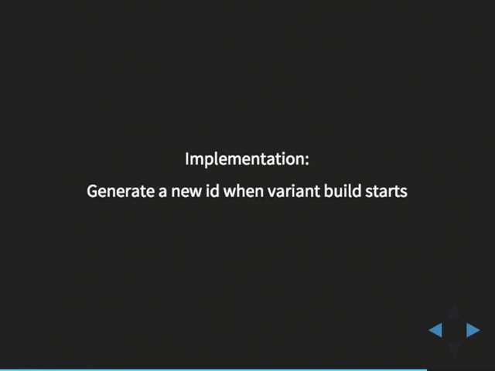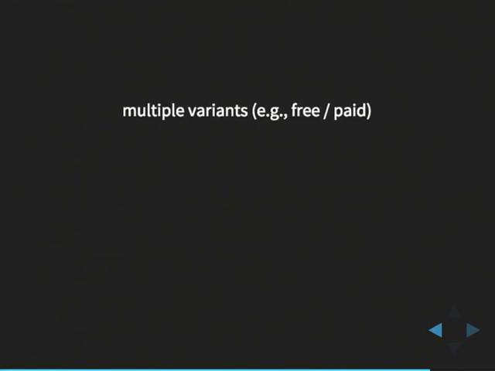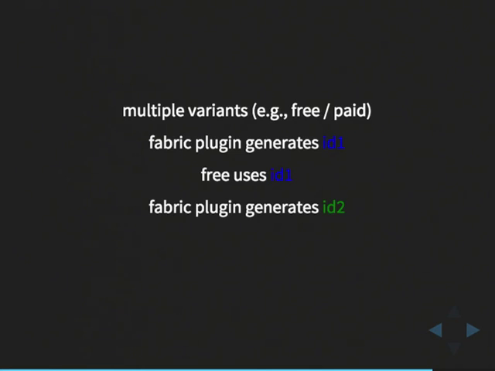So we came up with a new implementation. We said, all right, we'll generate the new ID when the variant build starts. So if you have multiple variants, we generate the ID, and then the free version would use the ID, and then we generate the ID, and then the paid version would use this ID. So this would be in the merge resource step. It would merge in this ID into the rest of the XML resources of the app.